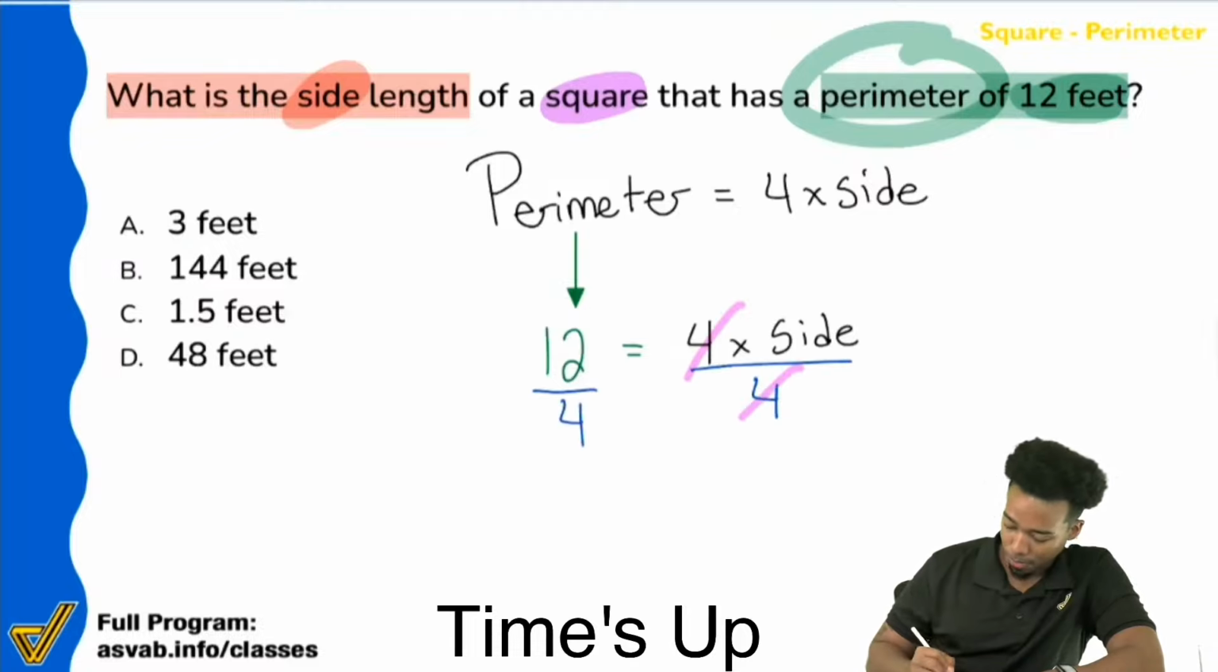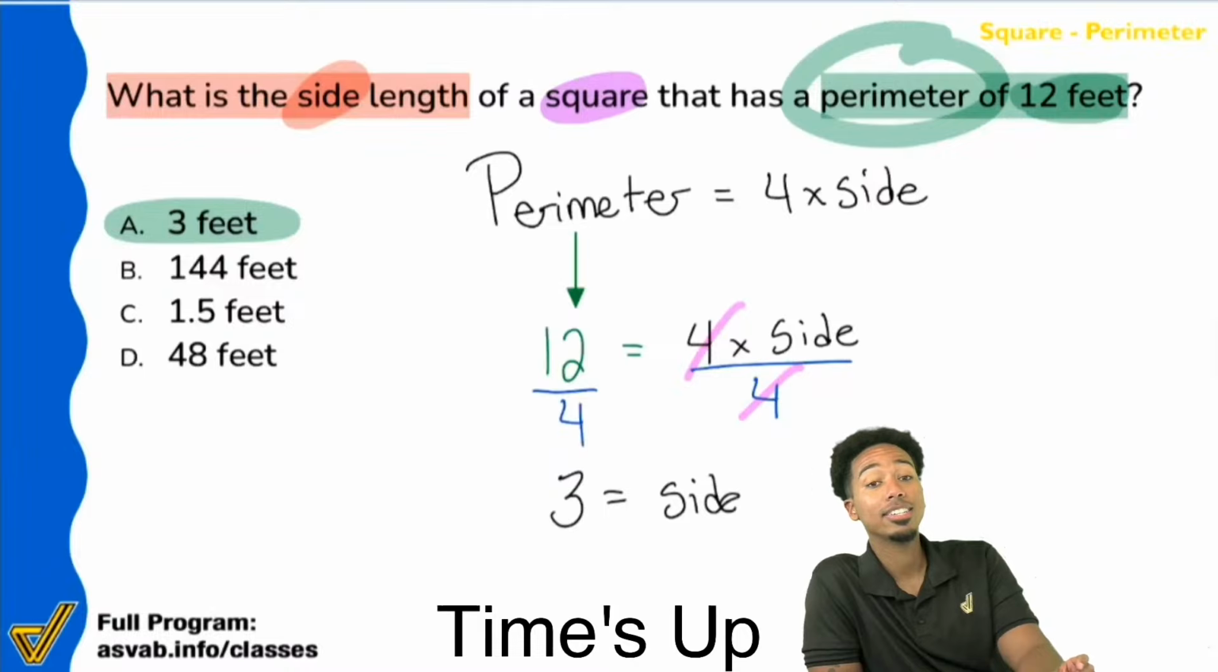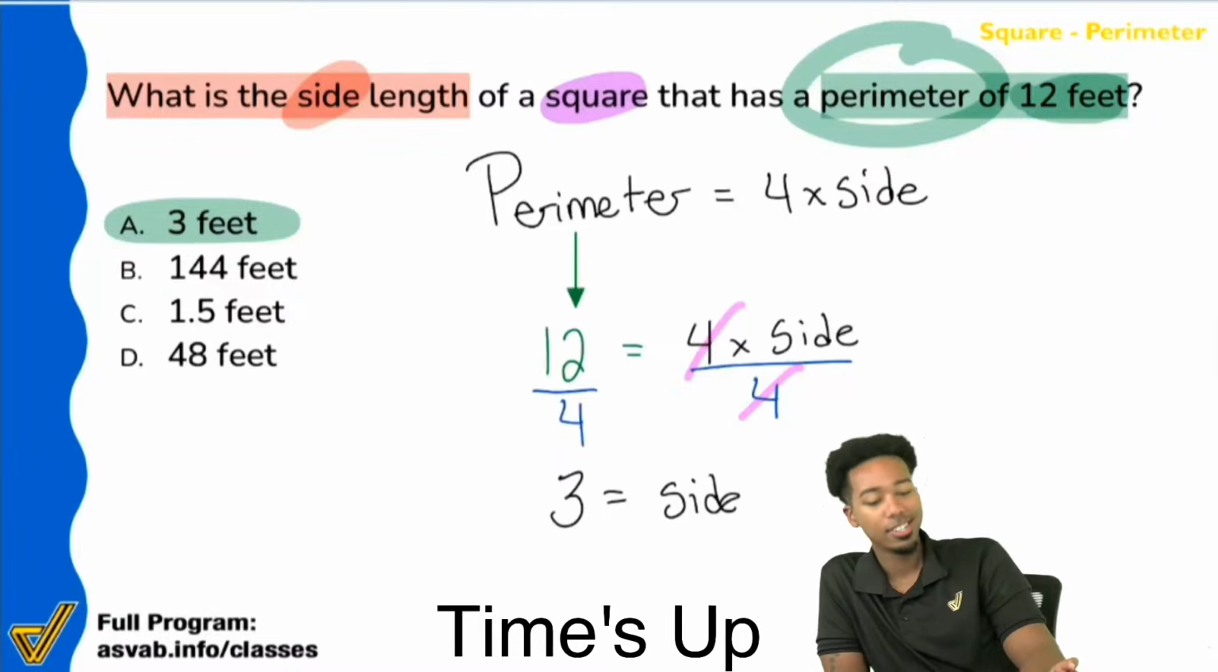And so here, 12 divided by 4 is going to be what? 3. 3 equals side, which is going to be 3 feet. And that's going to be A, not D, not 48. It will be A.